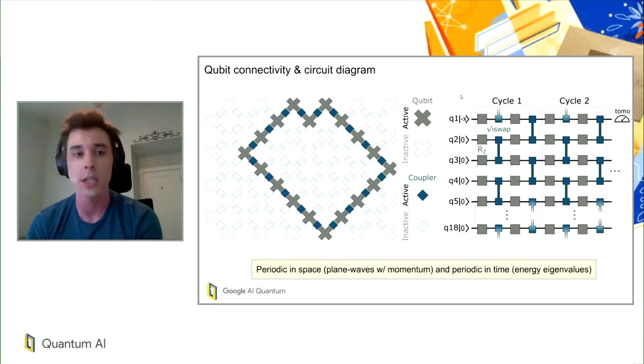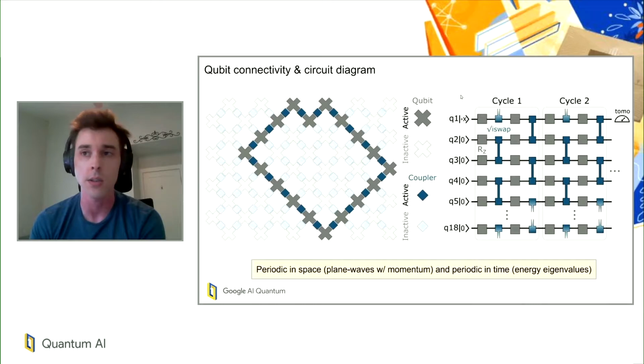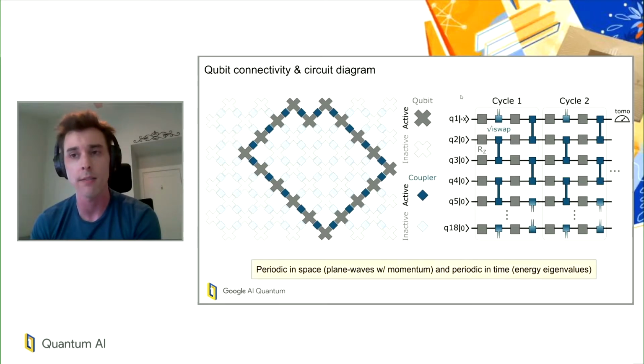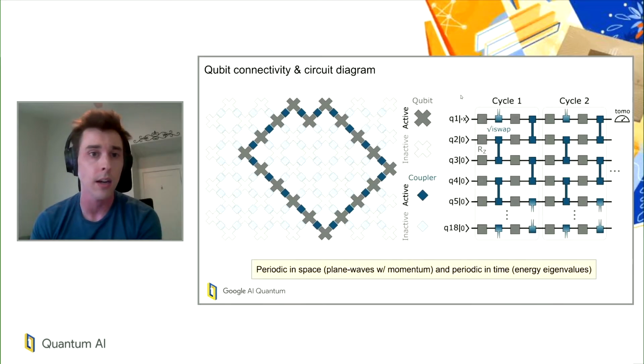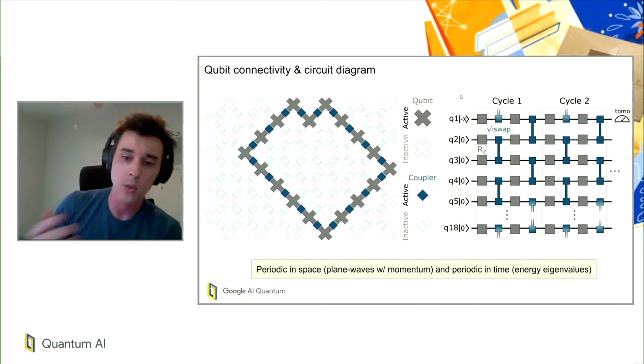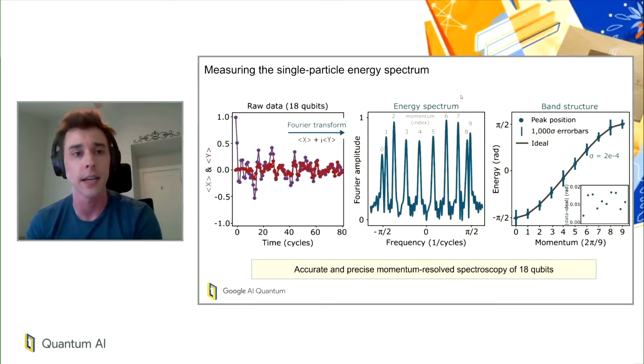So what we can do is treat this ring of 18 qubits as essentially a condensed matter system, like a one-dimensional wire, with eigenstates with well-defined energy and momentum. And we can actually use these intuitive condensed matter physics notions to characterize our large multi-qubit system and understand its performance. And that's what I'm going to be talking about in the rest of my talk. So let's get to the data.